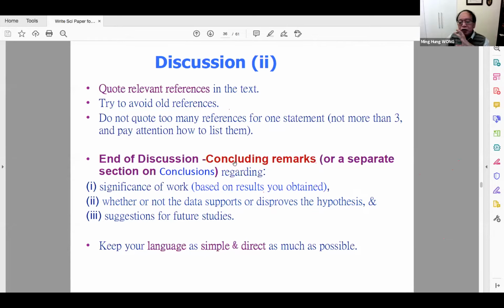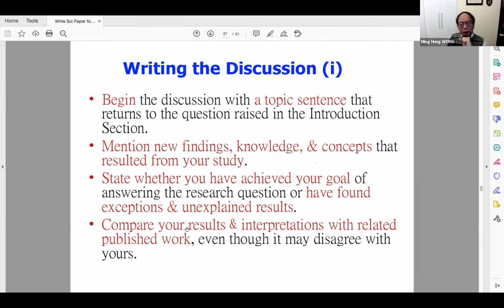The end of the discussion would be concluding remarks, unless you have a separate conclusion to talk about the significance of the work, which is based on the results you obtain, whether or not the data supports or disproves the hypothesis you put down, and the future perspectives. So keep the language as simple and direct as much as possible. I think I will skip this, otherwise I would not have time to talk about ethical issues.